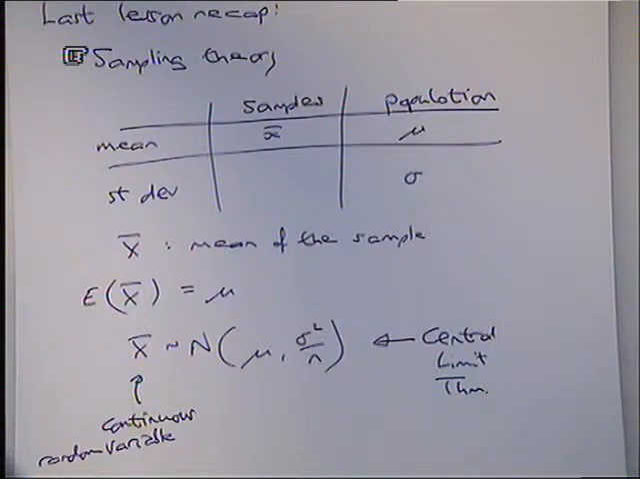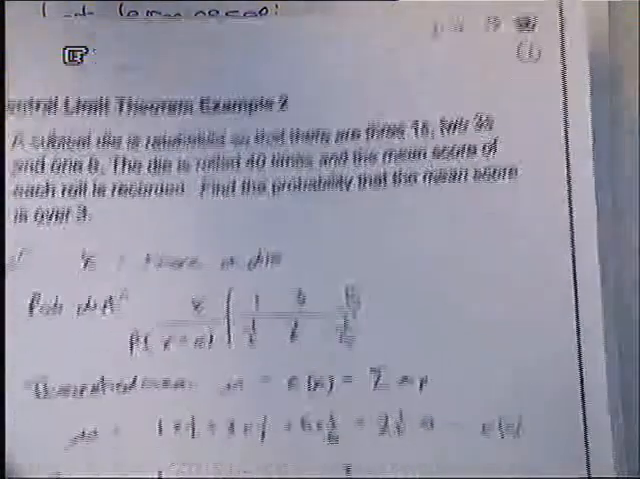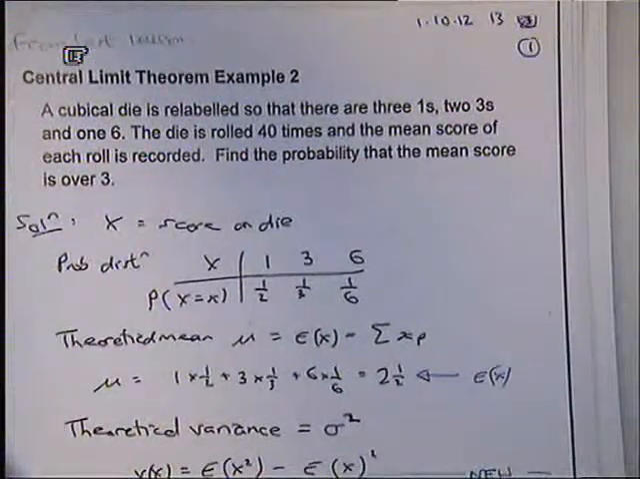So on screen at the moment is just a recap we've put together of what we did last lesson. Most important bit, this bit down here, central limit theorem. X bar itself is a continuous random variable, normally distributed mu, sigma squared over n. Doesn't matter what distribution x followed to start with. Last thing I think we did was an example, this one here, cubical dice.